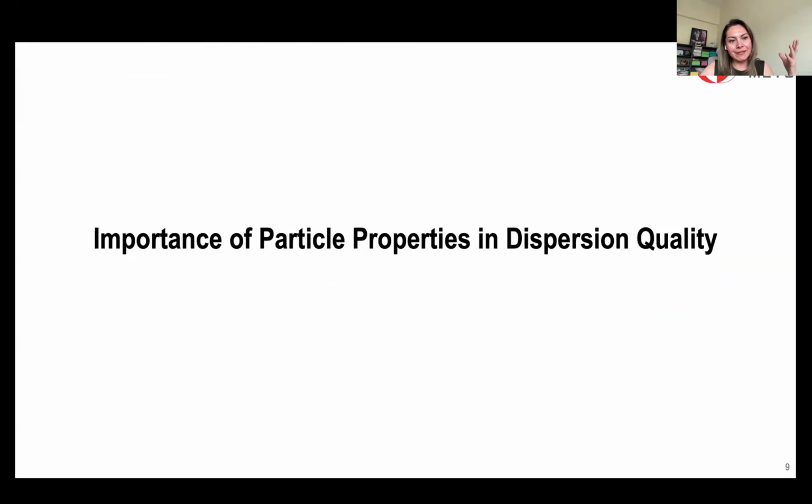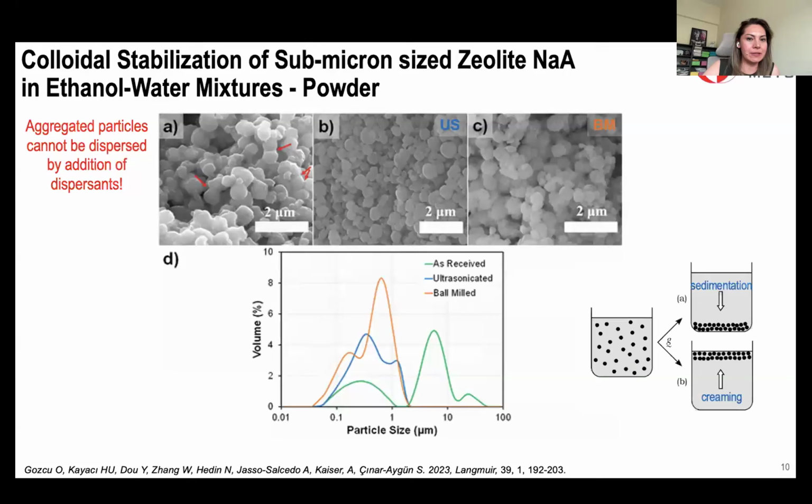So we first start with the particles, right? The particle properties are extremely important in dispersion quality. And here what you are seeing is zeolite powders. Let me use the laser. In this image, we have synthesized powders, and you realize that between those powders, there are nets. If you are using the zeolites in a lab environment for catalysis or for gas adsorption, that is totally okay because the important part is the porosity or the available surface area.